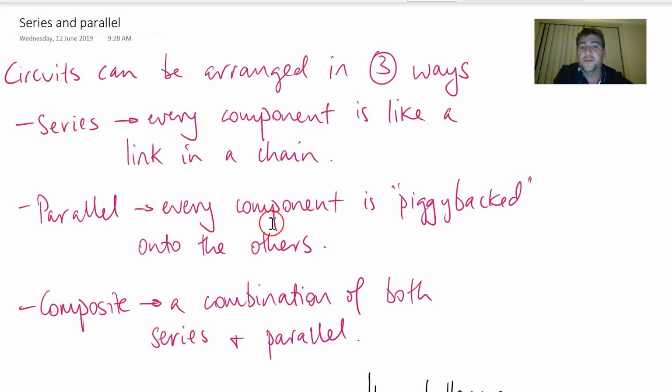With a parallel circuit though, we have every component kind of piggybacked onto each other component. And what that means is that if one of the bits that's piggybacked on fails, so a fuse blows, the globe blows, whatever it is, the electricity still has a choice, still has options to make its way through the rest of the circuit. Composite circuit is basically a combination of the first two.